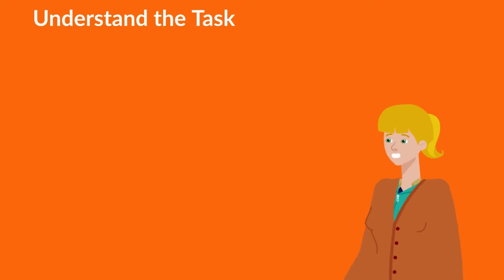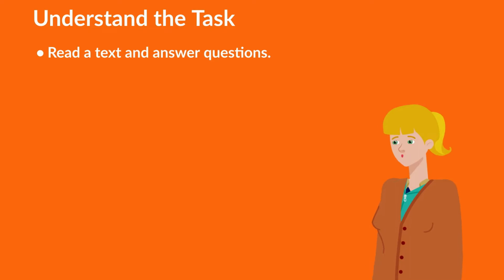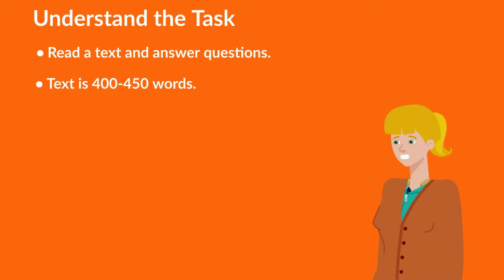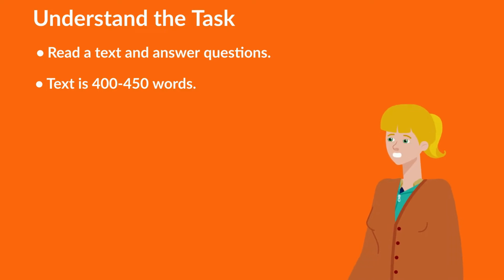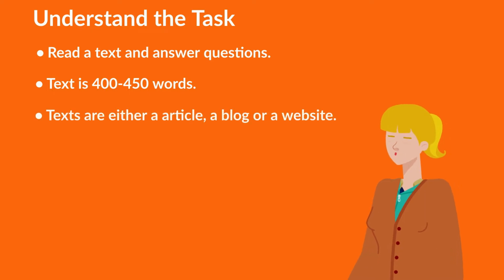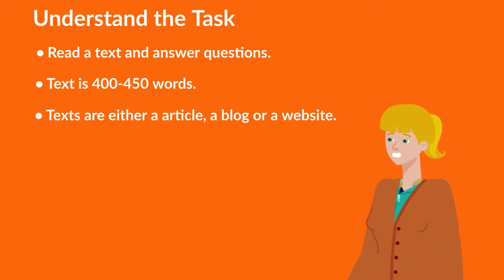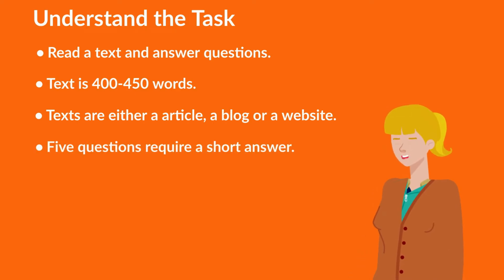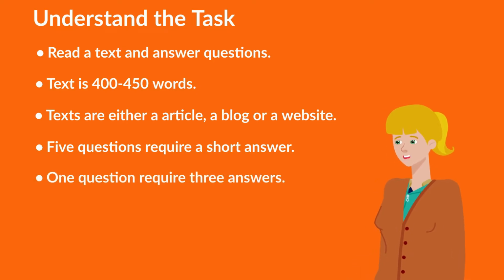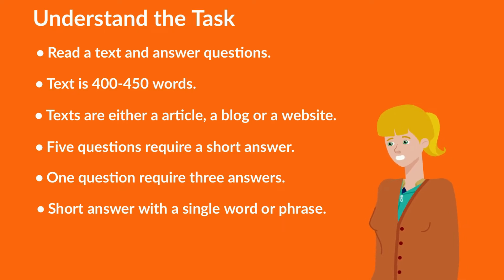First, we must understand what we need to do in Exercise 1. You have to read a text and answer a series of questions. The text is approximately 400 to 450 words long and likely includes facts, opinions, ideas, and attitudes. We will use an article in this video, but the text may be taken from a blog or a website. After the text, 5 questions require a short answer, and a final question requires 3 answers. You should write a short answer for each question, either a single word or phrase.